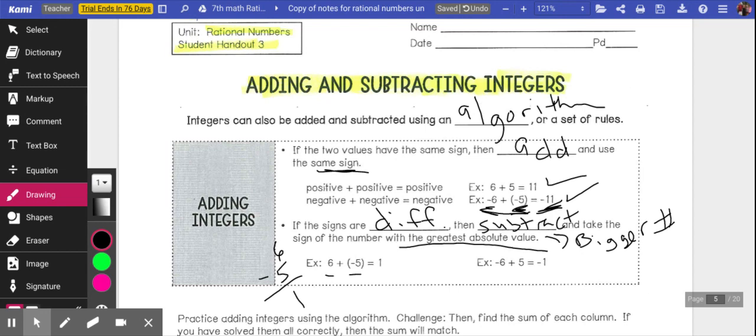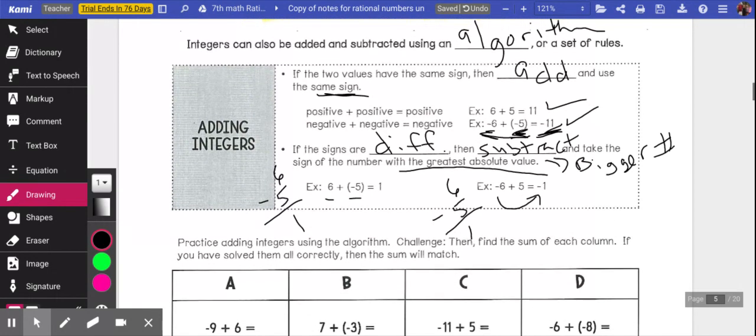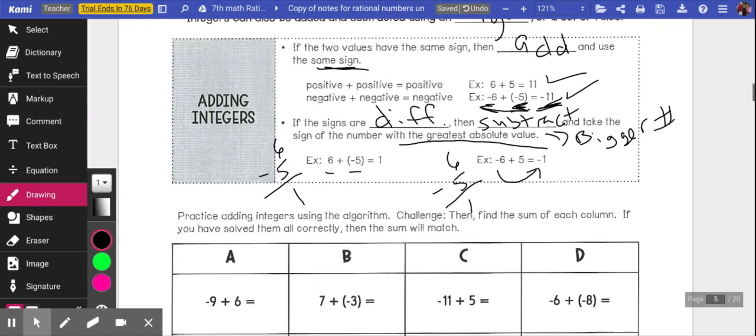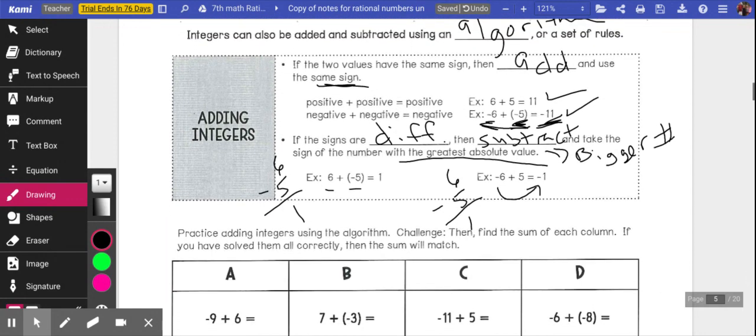And then since 6 is the bigger number, it stays positive. Okay. Over here, we have a -6 and a 5. So they're different signs. So we subtract their absolute values, which is 1. And then we pull in the negative sign since 6 is a bigger number. So you can still look at a number line, but you really need to start learning those rules. It's kind of something you have to memorize.